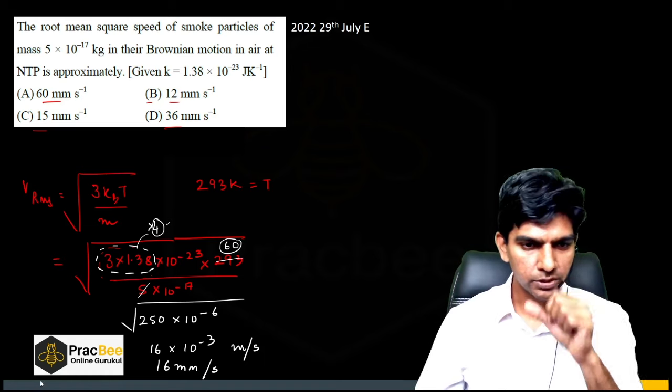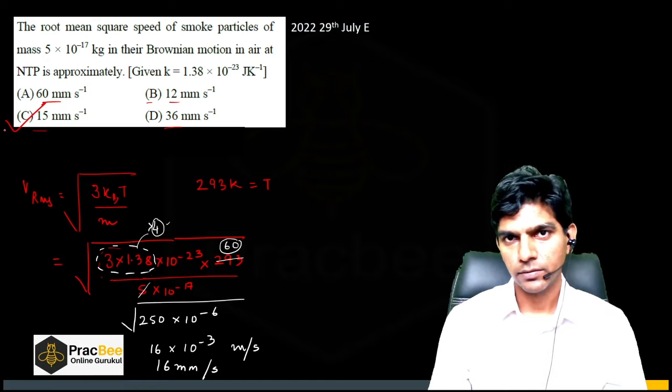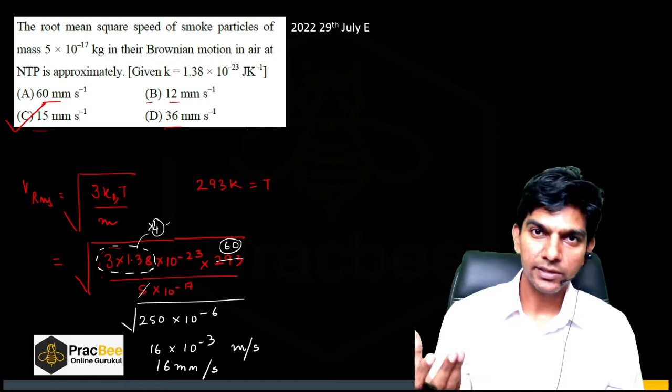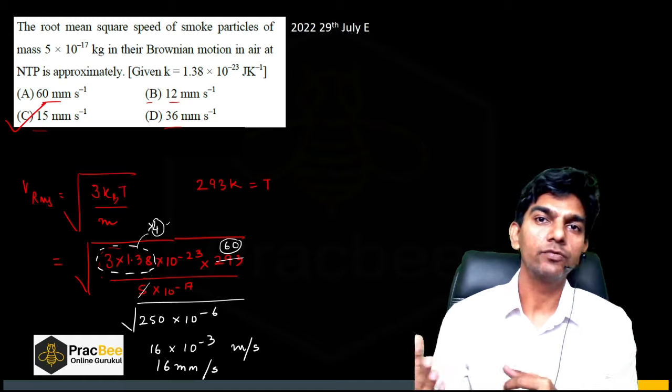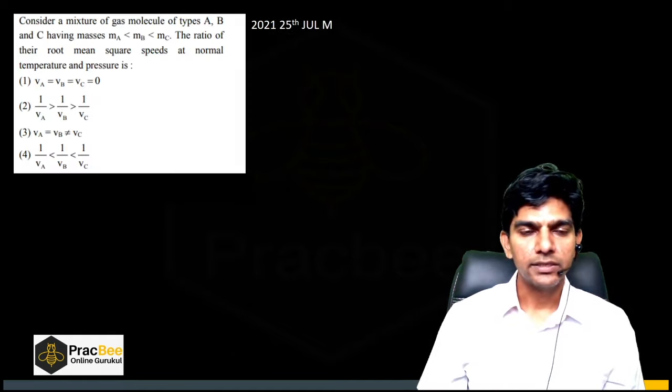Now if you look at the options, C is the closest to our answer. So like this, we can apply some approximation in the exam, only if the options are quite far apart. So option 3 is the right answer. Now let us see another question.